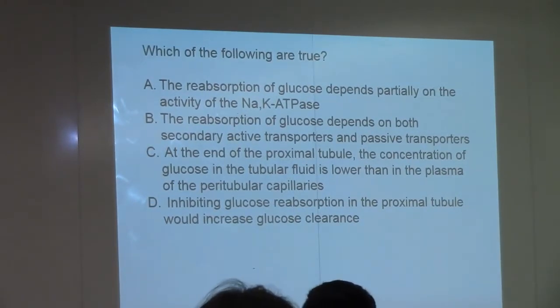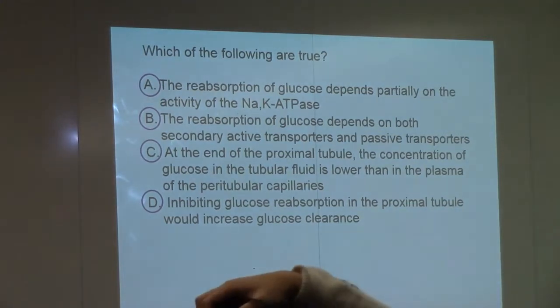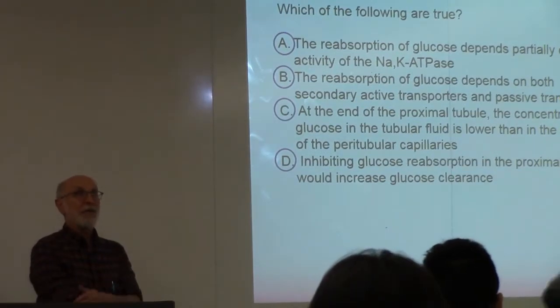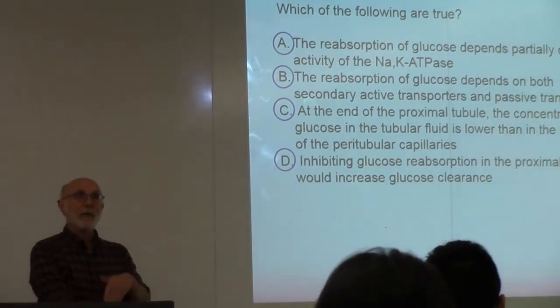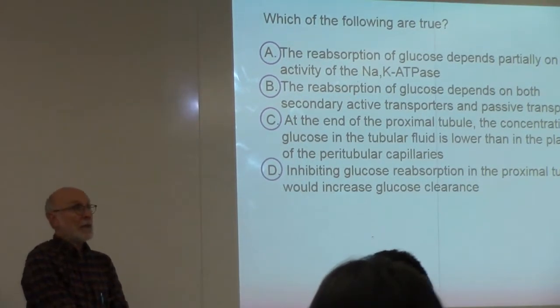Okay, I'm seeing a lot of partial, some full correct answers. They're all correct. Let's go through them. The reabsorption of glucose depends partially on the activity of the sodium-potassium ATPase. Yeah, that's true. We need the sodium-potassium ATPase to build the sodium gradient, which is used by the SGLT to pump glucose in the apical membrane.